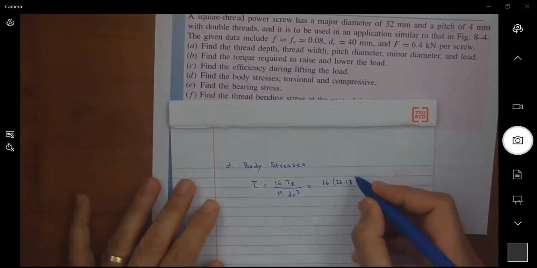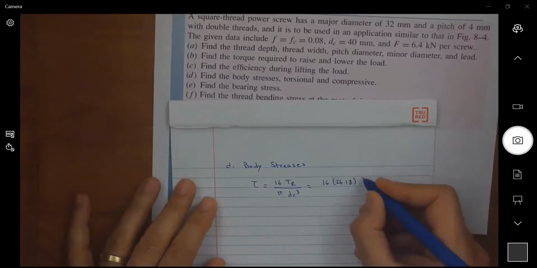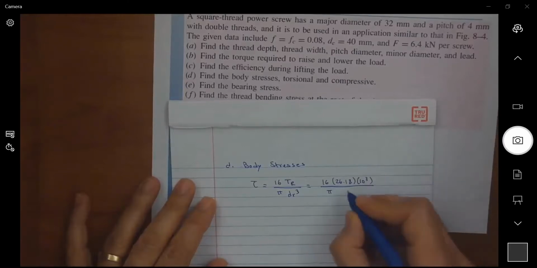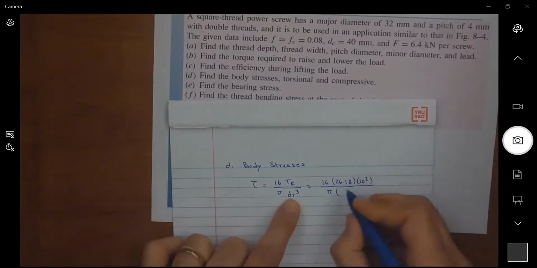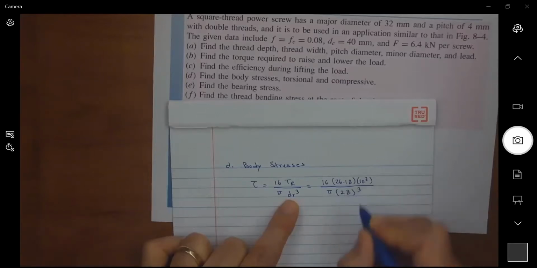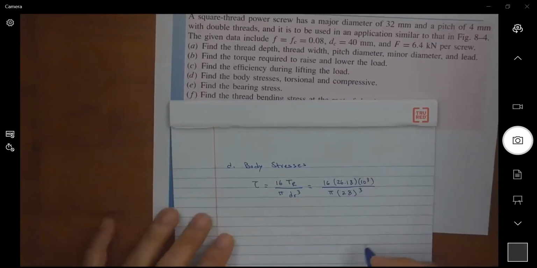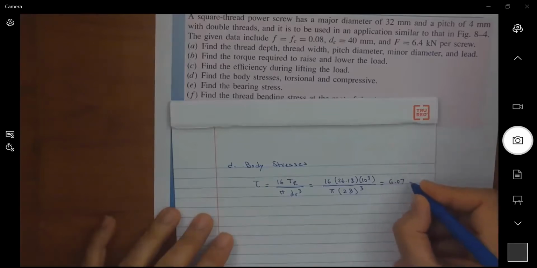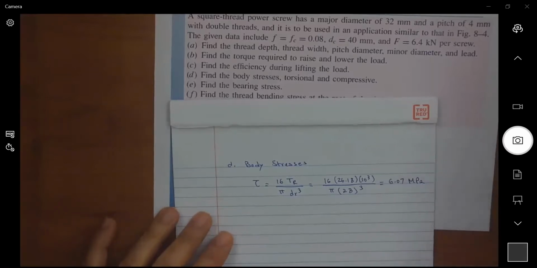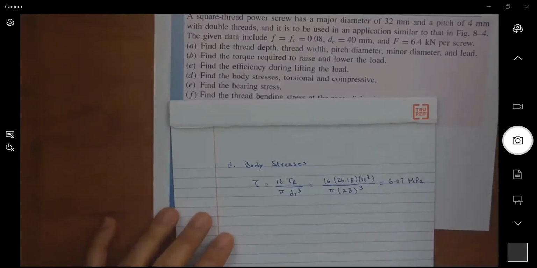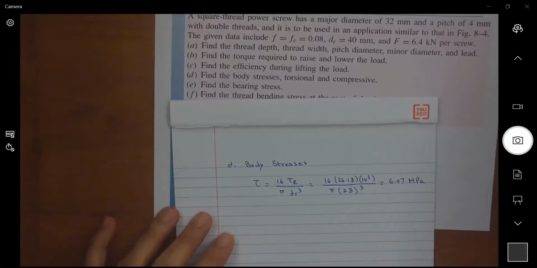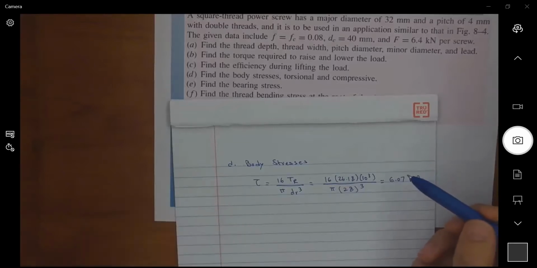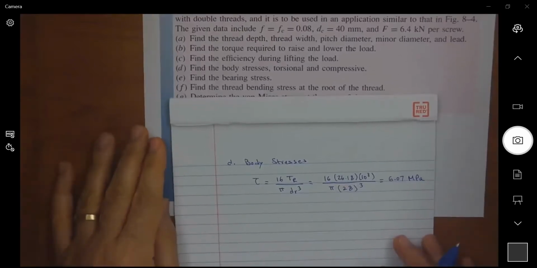So if we want to go to millimeter, I'm going to have to multiply by 10 cubed, because for the diameter, I'm using millimeter. So dr is 28 cubed, right? So when I do my numbers, I get here 6.07 megapascal. So it is times 10 to the power 6. No, it is the kilonewton. Yes, megapascal.